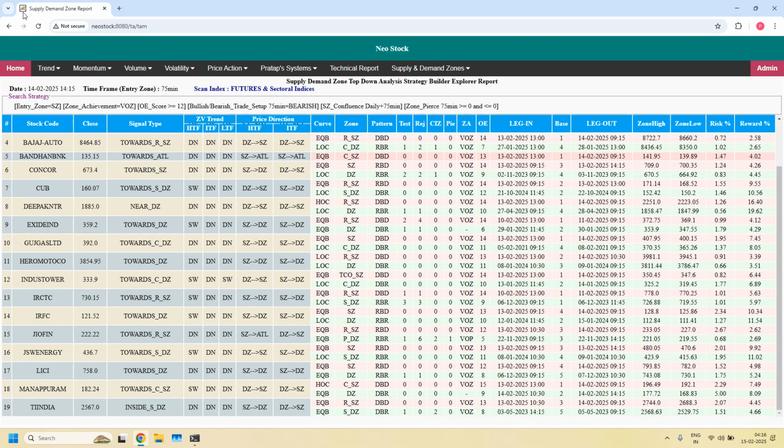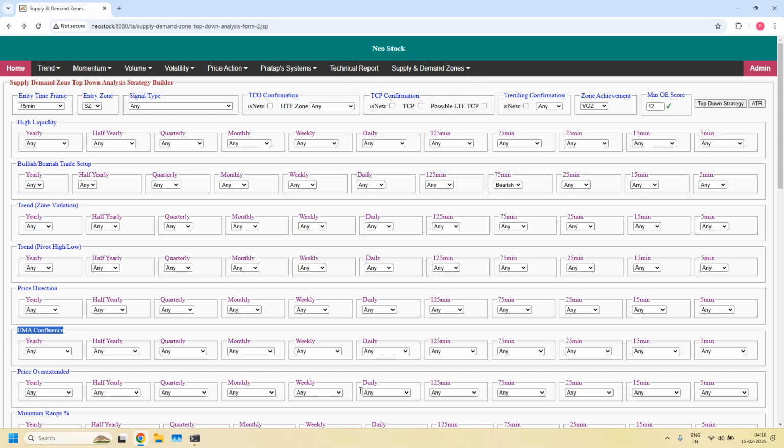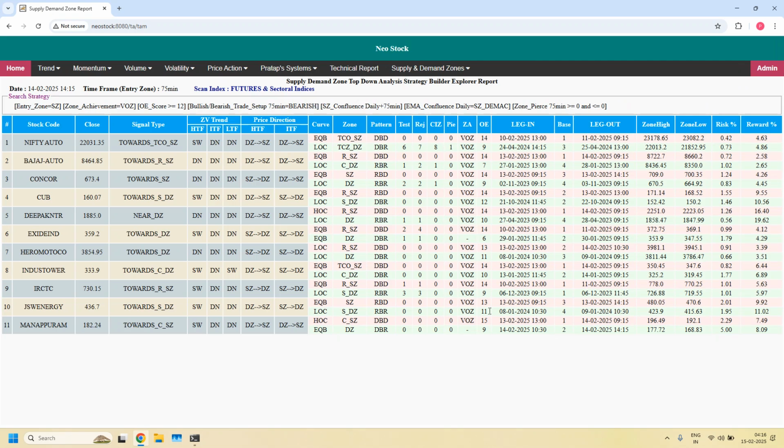So let's verify. So I'm going back in the EMA confluence at a daily time frame. I'm setting the filter daily supply zone having daily EMA confluence or not. So with this filter, we got 11 stocks. So these 11 supply zones are having a high probability to get the success. But this is based on LTF and ITF and ITF EMA confluence. Next we will look for LTF, ITF and HTF supply zone confluence supported stocks.